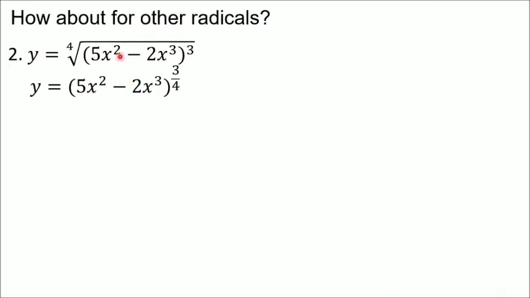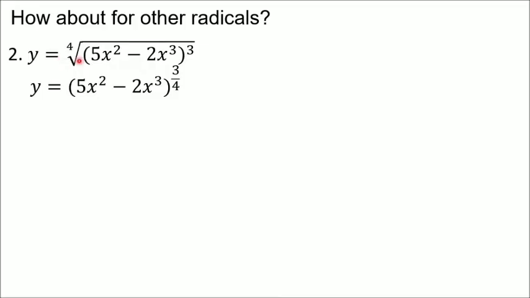Okay, other example. We have here y equals 4th root of the quantity of 5x squared minus 2x cubed, quantity cubed. Okay, nagka-cube na. May exponent sa loob at the same time napasok siya sa radical na may index na 4. So the same thing, gagamitan natin siya ng chain rule. And in order for us to use the chain rule, kailangan natin i-express muna ito into exponential form.